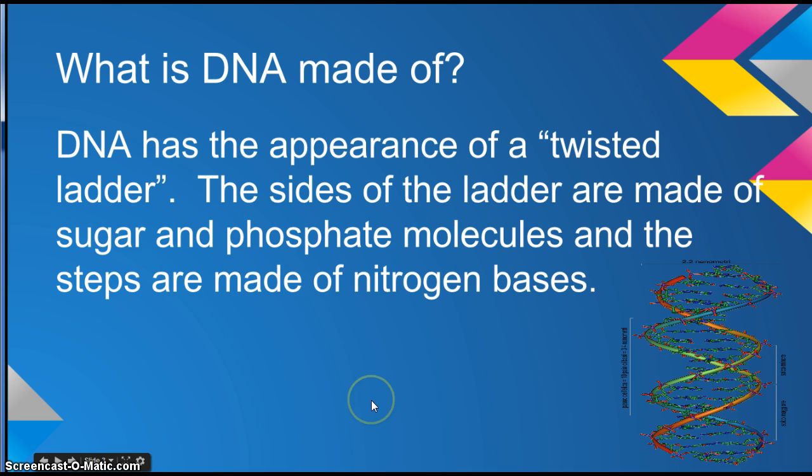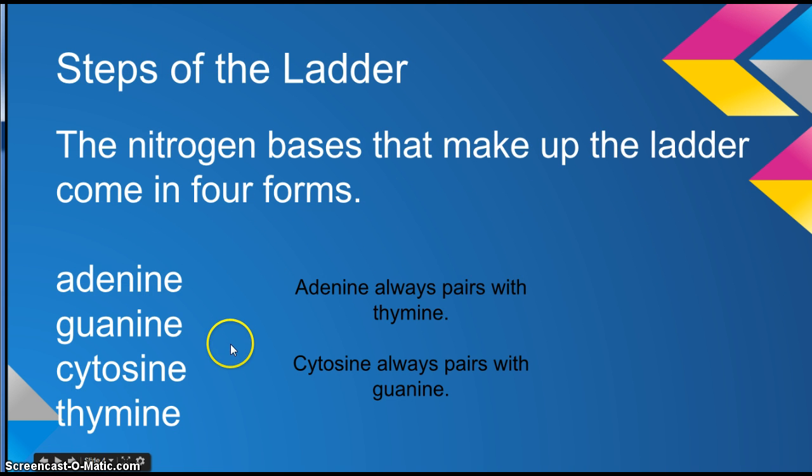Okay, so what is DNA made of? Okay, DNA has the appearance of a twisted ladder. We call this a double helix. Okay, and this ladder is made of sugar and phosphate molecules, and the steps are made of four separate nitrogen bases. Our nitrogen bases are attached together through a chemical reaction, and those four nitrogen bases are adenine, guanine, cytosine, and thymine.